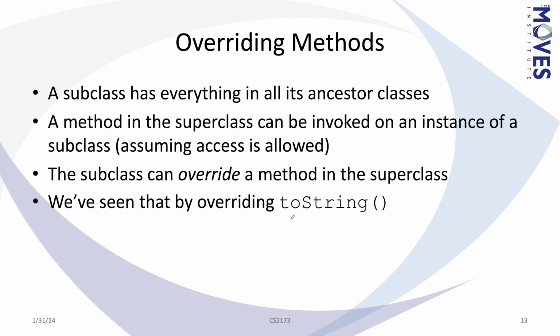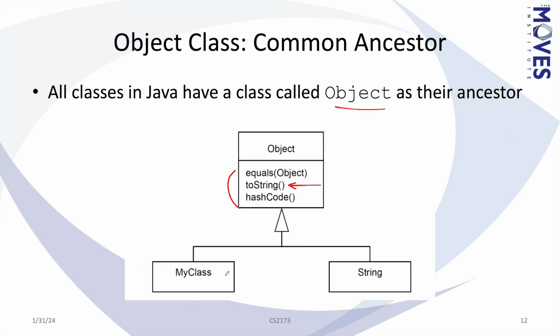But say if we have a playing card and we want to display which suit and value it is, then we override the toString. So let's say this is our playing card, and this is how methods get invoked by the virtual machine in this context.